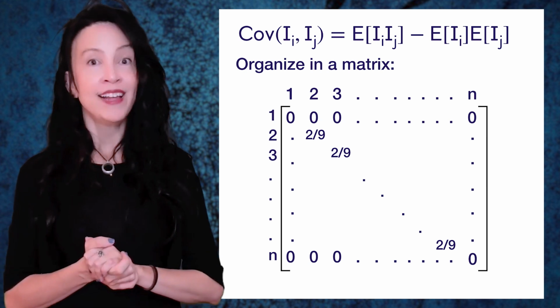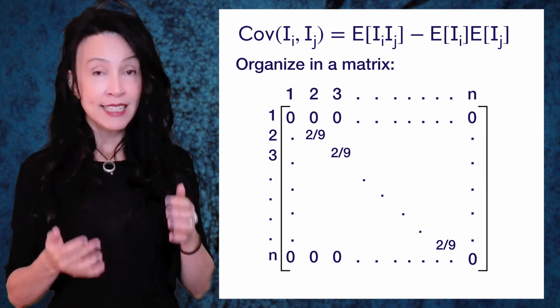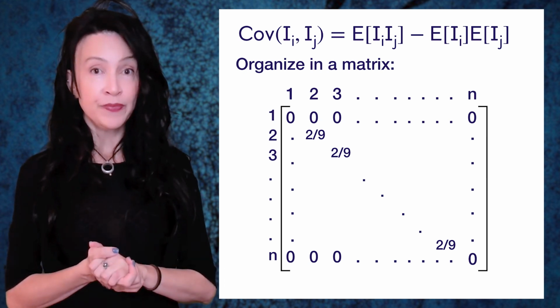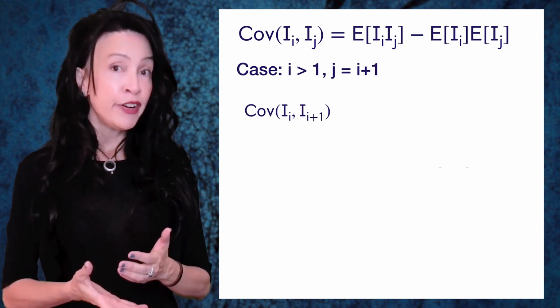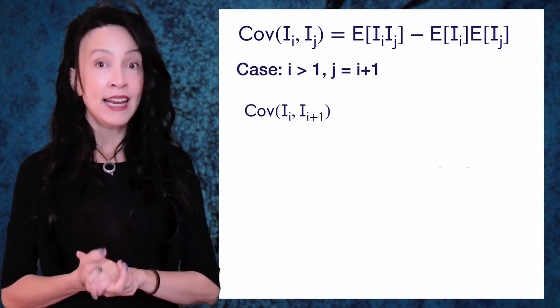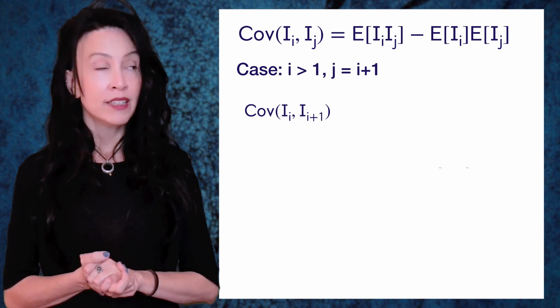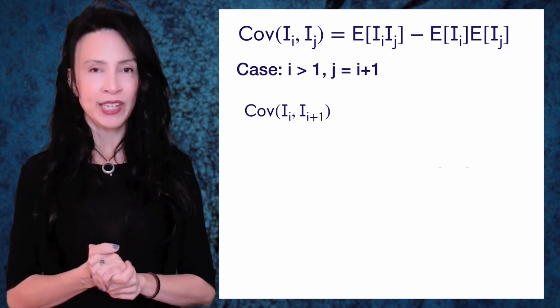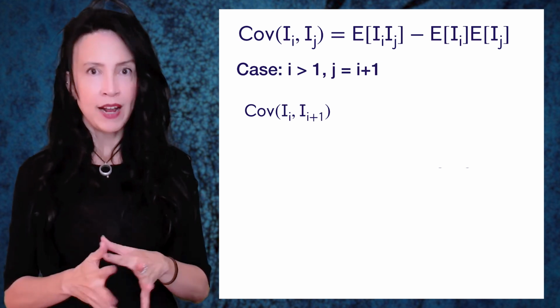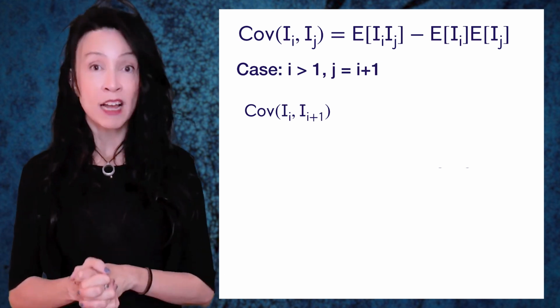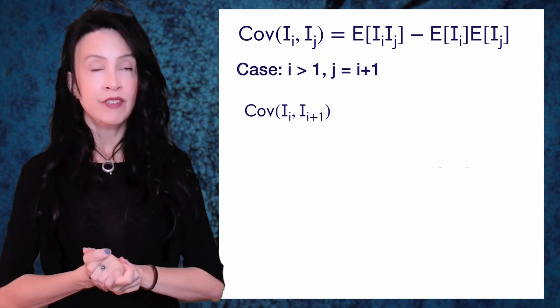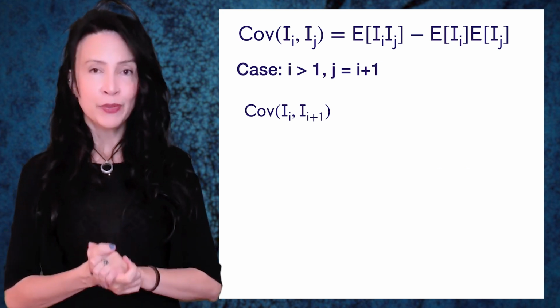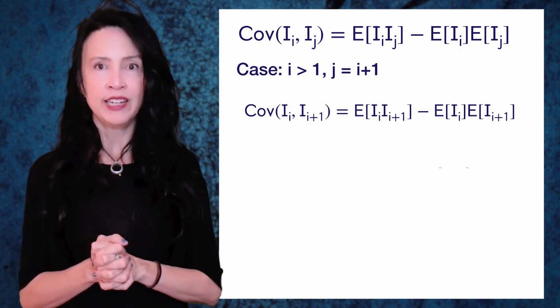So we've got even more done already. Let's consider just off the diagonal. Let's consider the covariance between I sub I and I sub I plus 1 when we're already away from I equals 1 and I equals n. So assume that I is greater than 1 and j is I plus 1. The covariance of I sub I and I sub I plus 1 is this expression here.